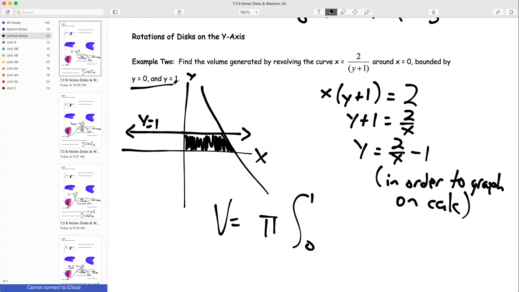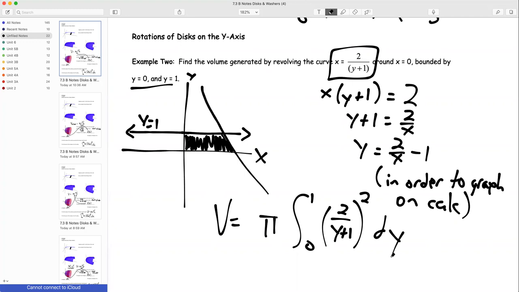And then also, since it's with respect to y, I have to have y's in my integrand. So I'm going to go back and use the original equation because it's solved for x. And so I plug in 2 over y plus 1. So that's my radius, and then it is squared with respect to y. So now you can put this directly into your calculator. So go ahead and do that for me.